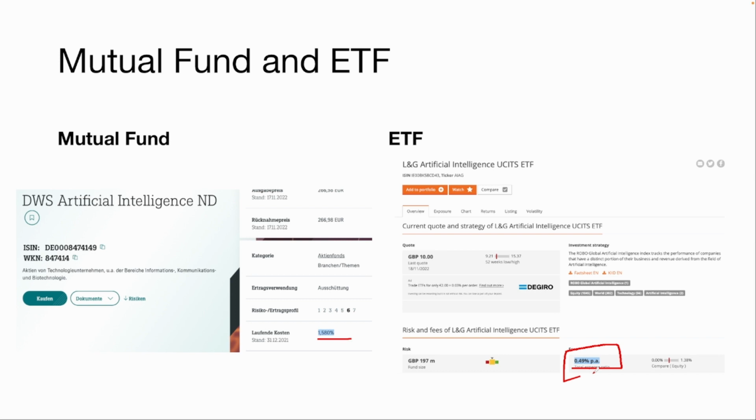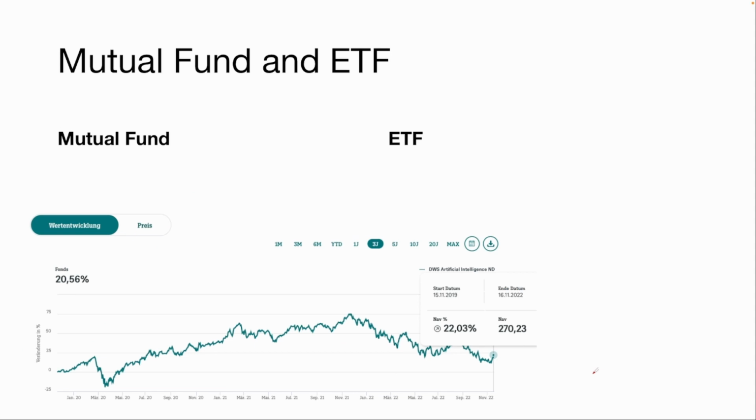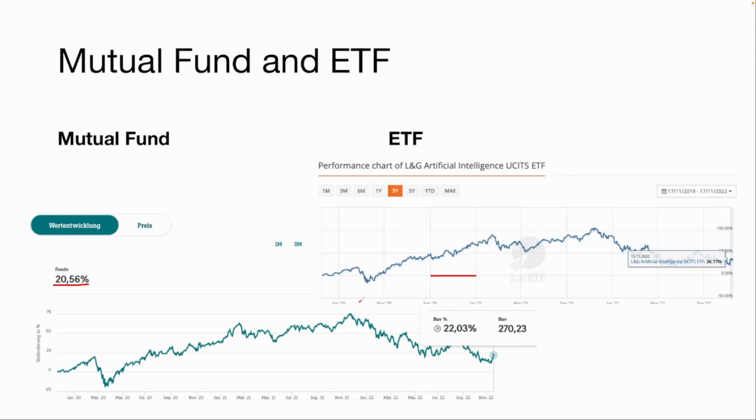So let's have a look at how the mutual fund and ETF have performed over the period of time. Over the last 3 years, in absolute terms, we have a mutual fund doing 20.56%. This is the artificial intelligence mutual fund. On paper, it looks really good. It's not that bad. If you compare that to an ETF in a similar theme, artificial intelligence, you can see that it has made 36.17%. So the investors have not only paid 1% more to a mutual fund, they have also underperformed the ETF by around 15%.